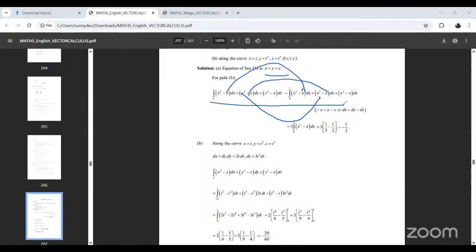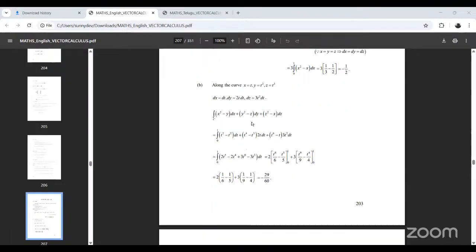After that we get x square minus x dx. When you apply the limits, we get minus 1 by 6. Okay, next come to here. Along the curve, x equal to t, y equal to t square, and z equal to t cube.